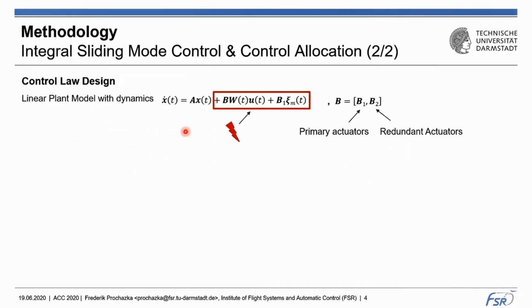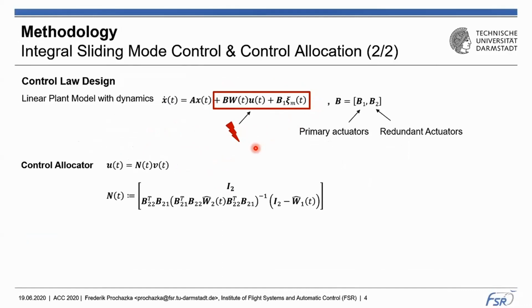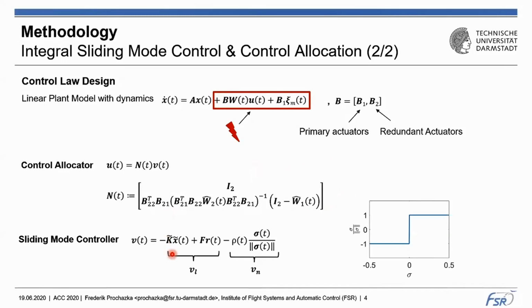For controller design, we assumed linear plant dynamics, which also consider fault effects in these primary actuators B1. The control allocator itself has been implemented using a pseudo-inverse based approach, and the sliding mode controller consists of a linear state feedback part and a nonlinear part, which is needed to ensure sliding motion. To reduce the chattering effect of this switch-like behavior, we had to approximate it by a sigmoid-like function, which you can see here.